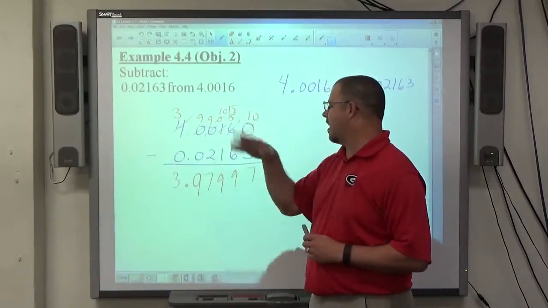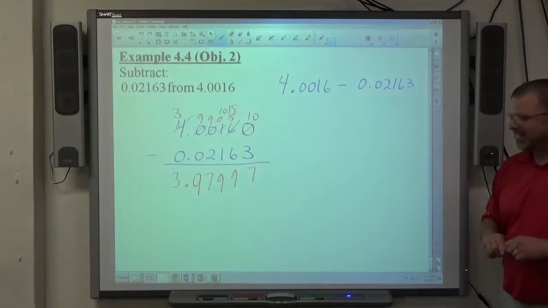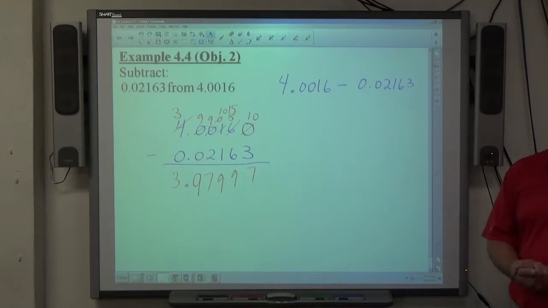9 minus 0 is 9, not 0, sorry. Extra confusion there, my bad. Thanks for correcting me. So 3.97997 is the correct answer to that problem.